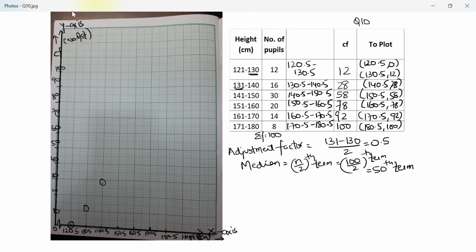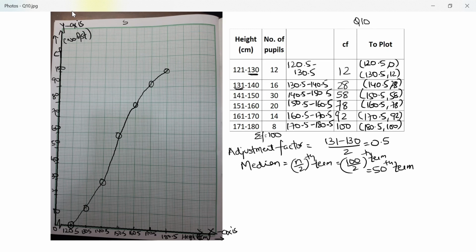Next is 58, which is 8 small lines above 50. Next is 78, which is 8 small lines above 70. Then is 92, which is 2 small lines above 90. And then the last one is 100. Perfect. So let me draw this. Let me join them and make an ogive. This is done using a free hand. Don't use a scale for this. Done.